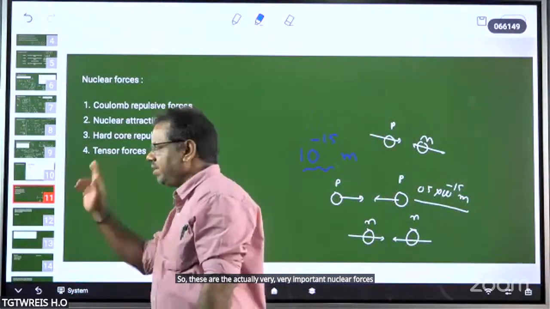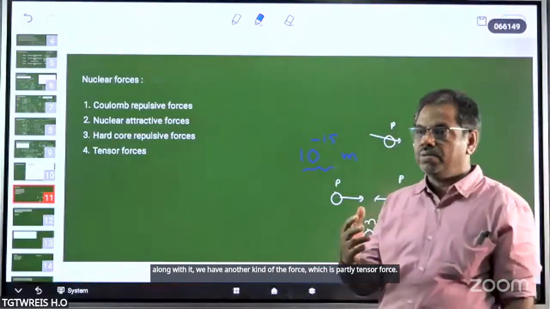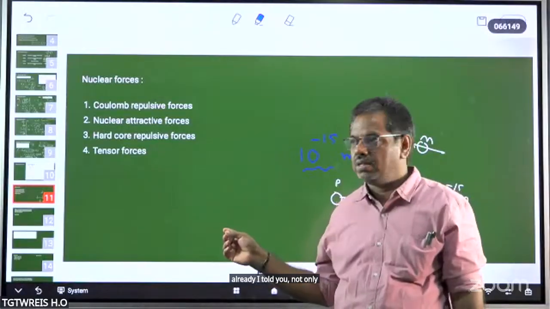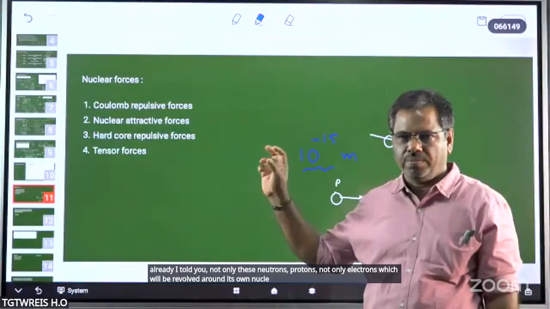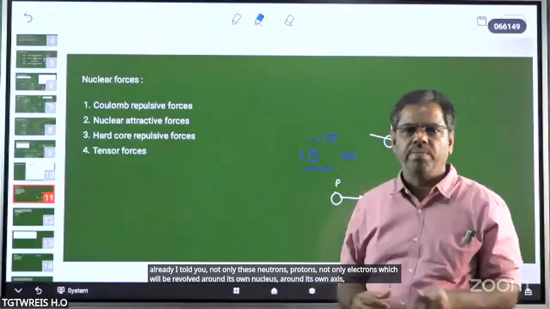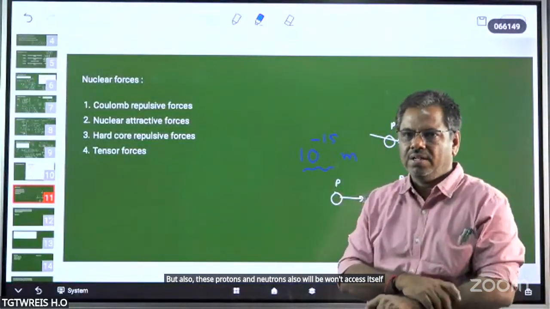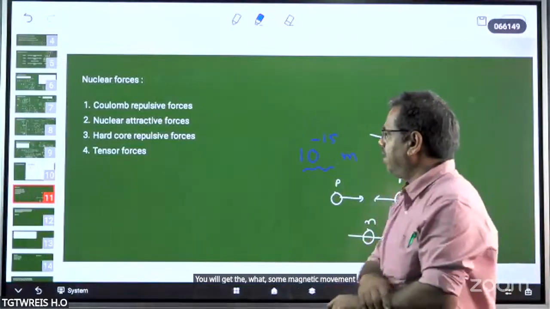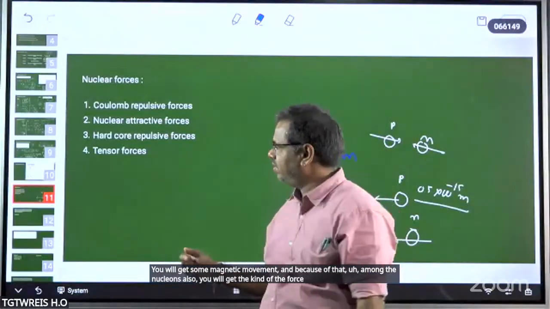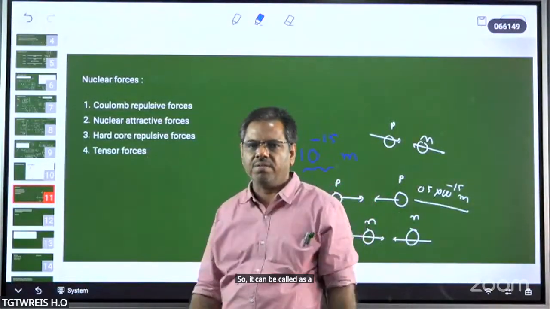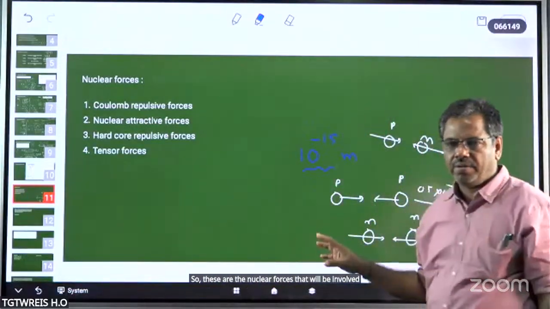And along with that, we have another kind of force, which is called the tensor force. I already told you that not only electrons revolve around the nucleus and around their own axis, but also protons and neutrons revolve around their own axis. Because of that, you get a magnetic moment, and among the nucleons you get a kind of force of attraction, which is called the tensor force. So these are the nuclear forces involved inside the nucleus.